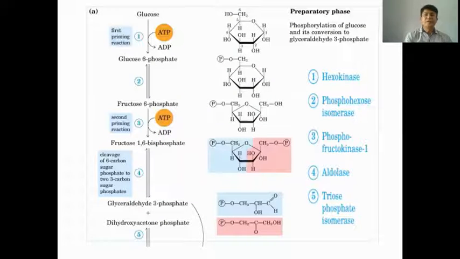Here is the first stage of glycolysis, called the preparatory phase, where glucose is first converted into glucose 6-phosphate by the enzyme hexokinase, where one molecule of ATP is used.